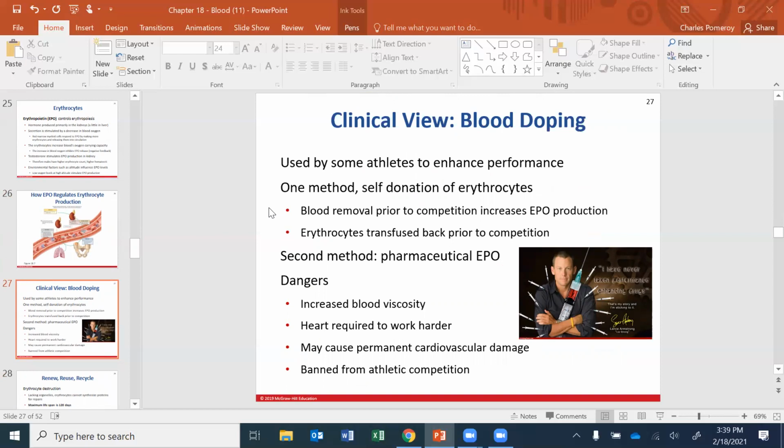One of the things they'll do is they'll remove blood before the event. That will stimulate EPO production, and that will get them more red blood cells. Then they turn around and put the old blood back in their body before the competition. So now they have even more red blood cells, and they're even better at using oxygen. Or they'll just flat out inject themselves with EPO.